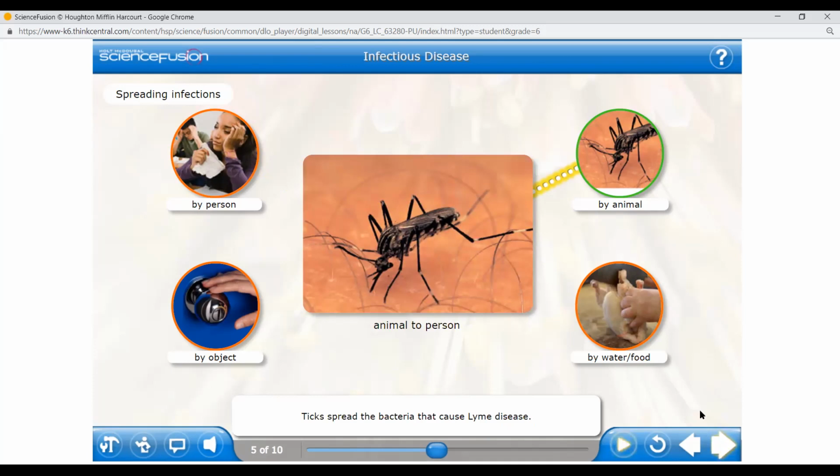Ticks spread diseases by accident, for example, if a rat bites you, or there are a few other animals. So there is a chance of getting rabies, the rabies virus. At that time, they go to the hospital and take an injection to get immune, to get better, and to take care in advance so that nothing goes wrong.